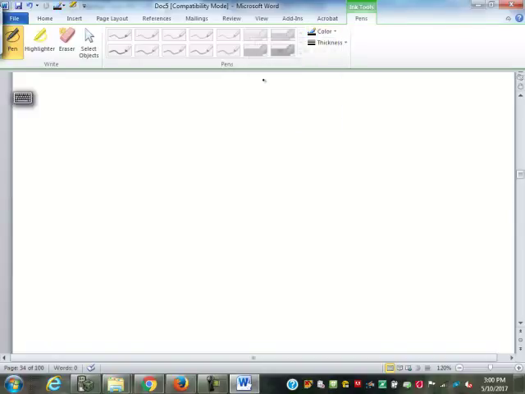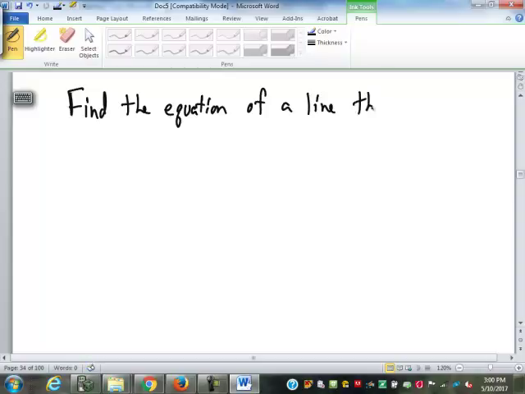And if you recall, we use that to find equations. Right, we find the equation of a line through the points, let's go 4, 7, and 8, 5.